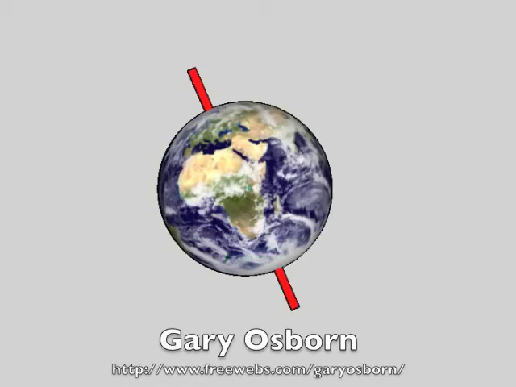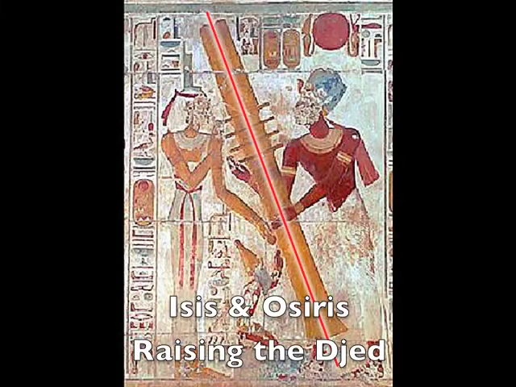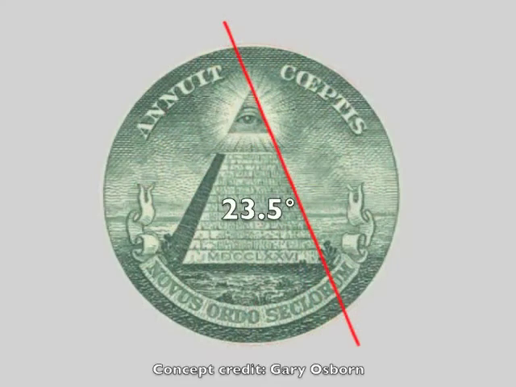Gary Osborne's fascinating Paradigm Shift website shows how the angle of the Earth's tilt is symbolized in art. Here are Isis and Osiris raising the Jed, which amazingly matches the angle of the Earth's tilt. And here again the 23.5 degree angle matches the slope of the pyramid on the dollar bill. Osborne has found this same angle symbolized in many other pieces of esoteric art.